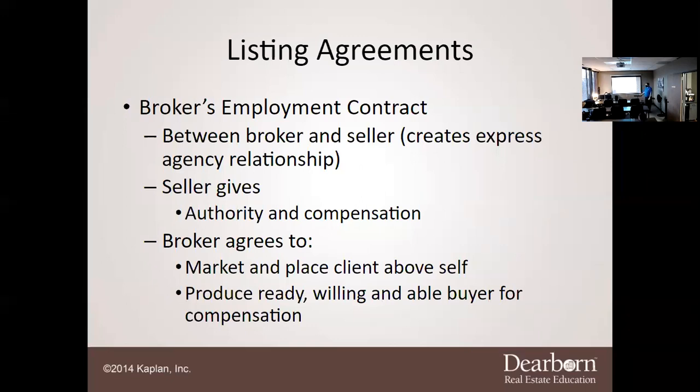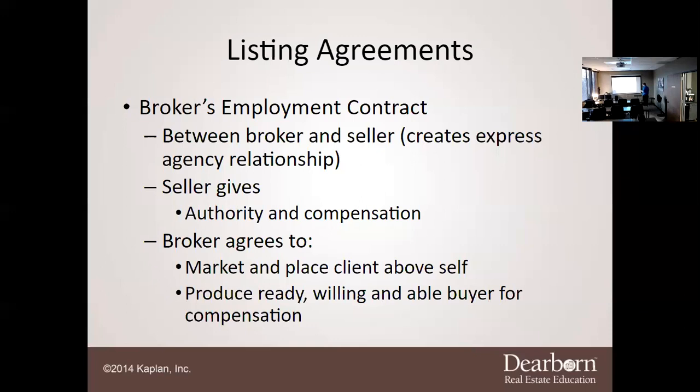I'll give you an example, a real life situation. We had a listing. We produced a ready, willing, and able buyer. Client put a contract in. They were talking about it, and the seller decided, I don't want to sell this house anymore. We got him a ready, willing, and able buyer, and he said, I don't want to sell this house anymore. Guess what? I'm entitled to what? 6%. Because I represent the seller, and I also brought in a ready, willing, and able buyer. If the seller walks away, the buyer's still there, you're still owed a commission.